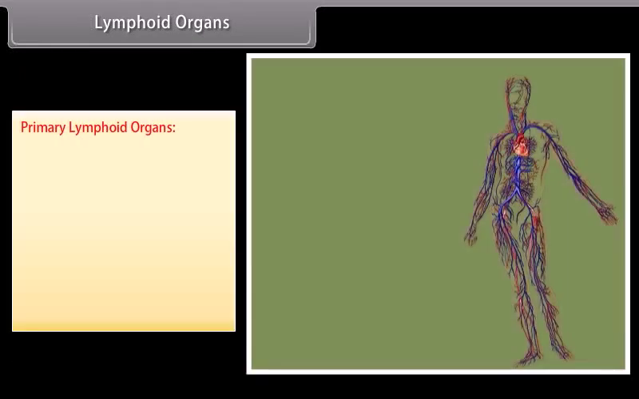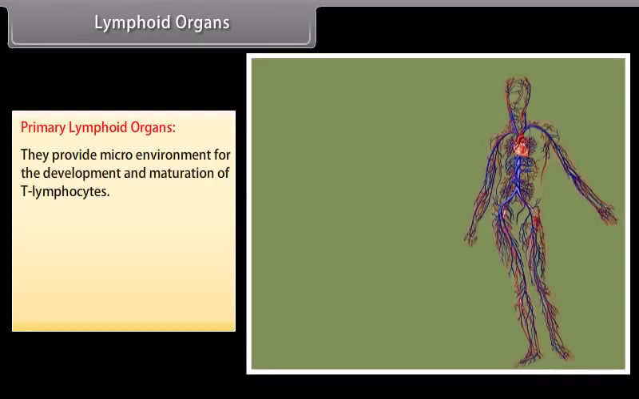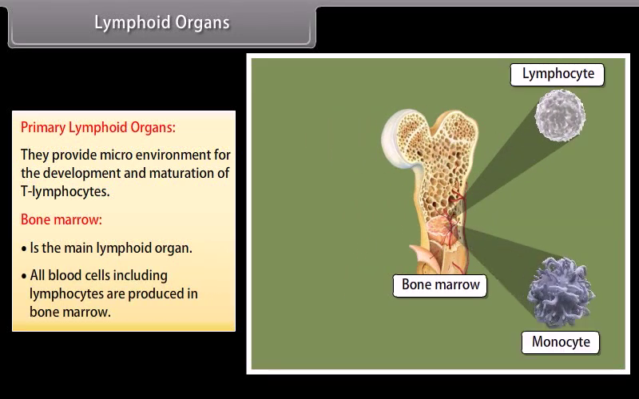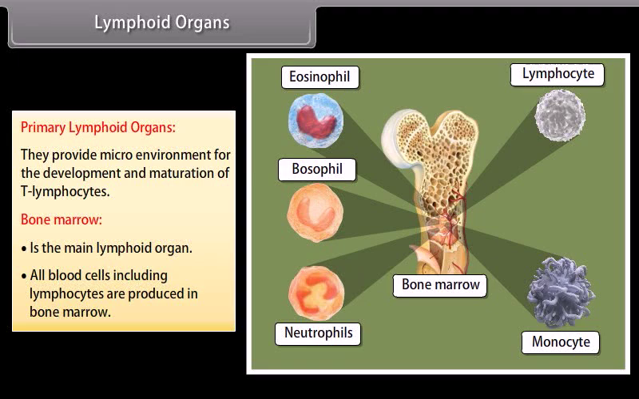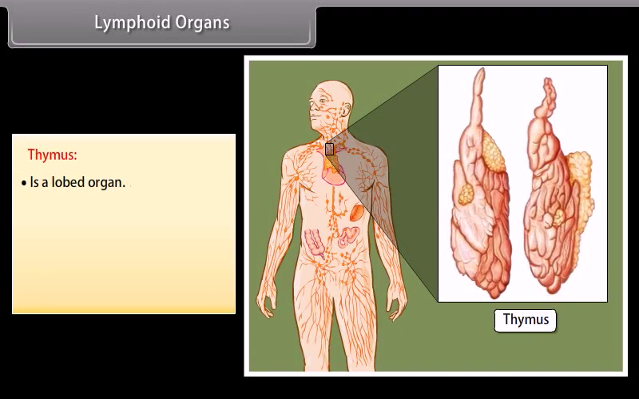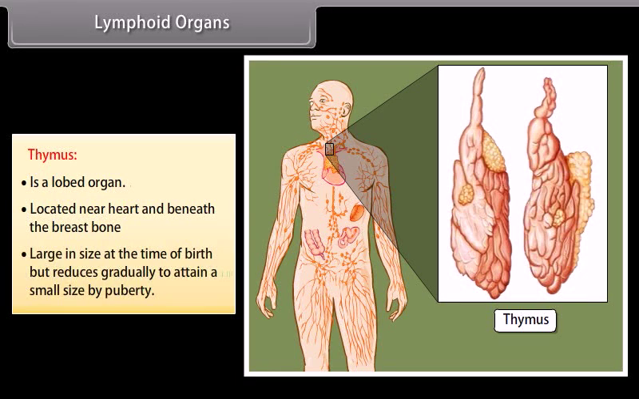Primary lymphoid organs provide the microenvironment for the development and maturation of T lymphocytes. Bone marrow is the main lymphoid organ. All blood cells, including lymphocytes, are produced in bone marrow. The thymus is a lobed organ, located near the heart and beneath the breast bone. It is large in size at the time of birth, but reduces gradually to attain a small size by puberty.